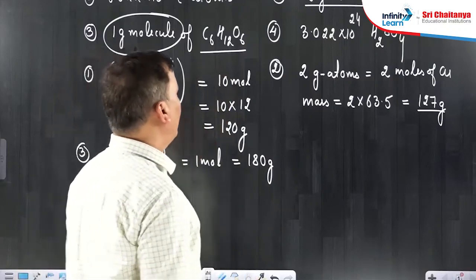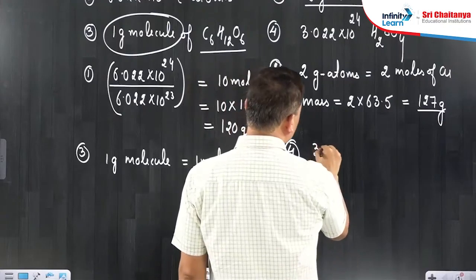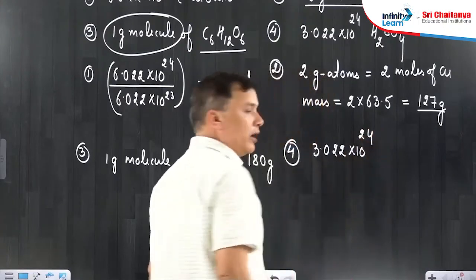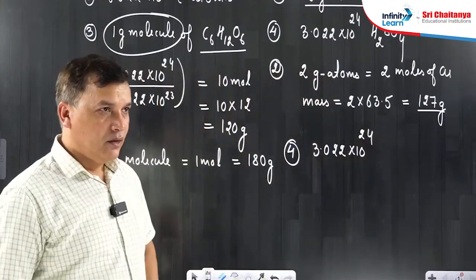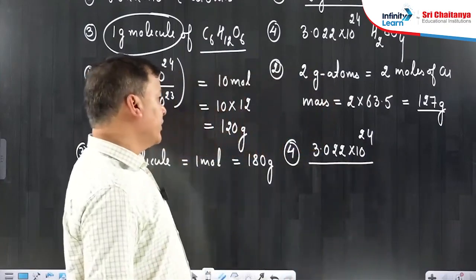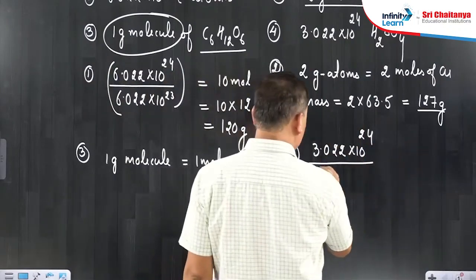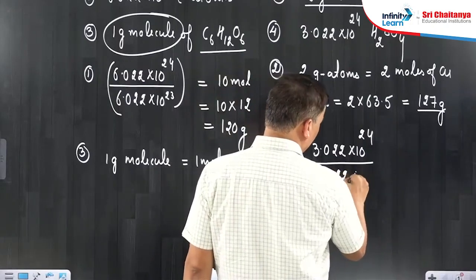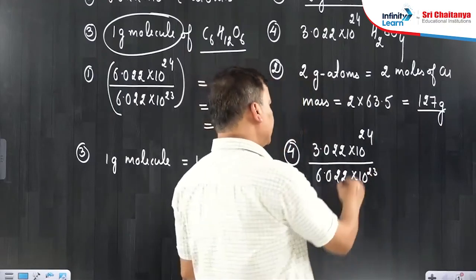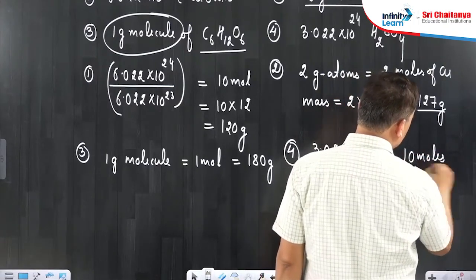Now dear, the fourth option we are given with is 6.022 into 10 raised to power 24 molecules. You got it or not? Someone responding, please be attentive. So dear friend, this number of particles has to be converted into number of moles. Divide by 6.022 into 10 raised to power 23. So how many moles? That is equal to 10 moles.